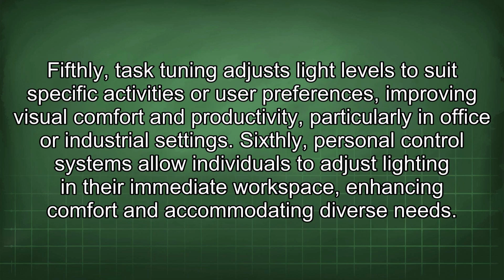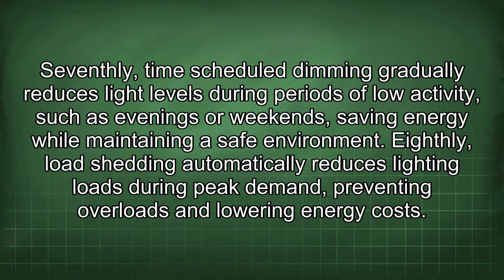Fifthly, task tuning adjusts light levels to suit specific activities or user preferences, improving visual comfort and productivity, particularly in office or industrial settings. Sixthly, personal control systems allow individuals to adjust lighting in their immediate workspace, enhancing comfort and accommodating diverse needs. Seventhly, time-scheduled dimming gradually reduces light levels during periods of low activity, such as evenings or weekends, saving energy while maintaining a safe environment.